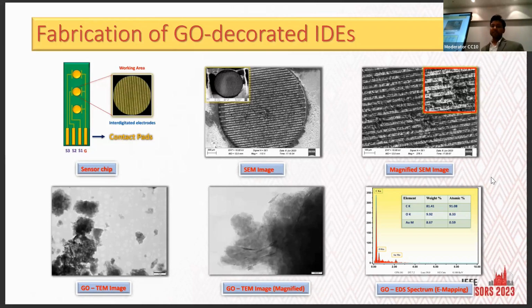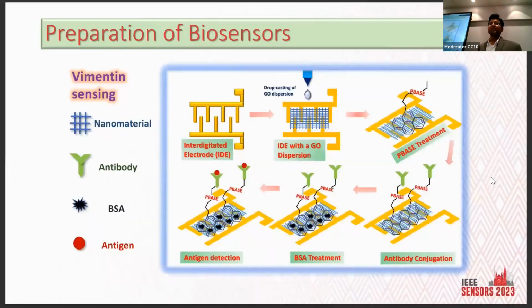Also, we have done the TEM images of the graphene oxide, and we have done the EDS spectrum of the IDEs, that is the elemental mapping of the graphene oxide. The basic technique for this sensor is the chemiresistive technique, and this describes the whole scheme of the preparation of the biosensors.